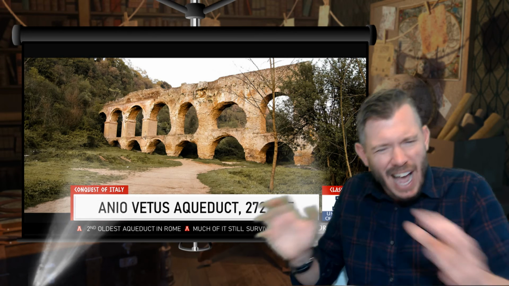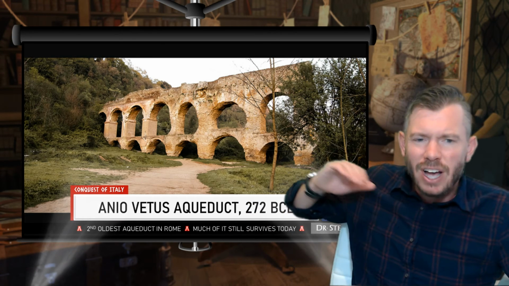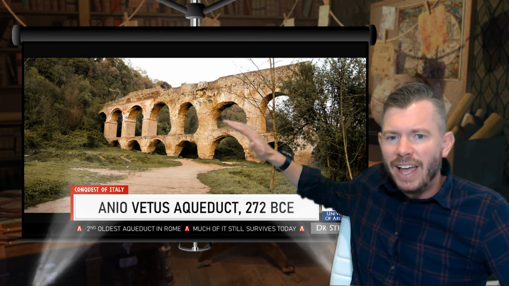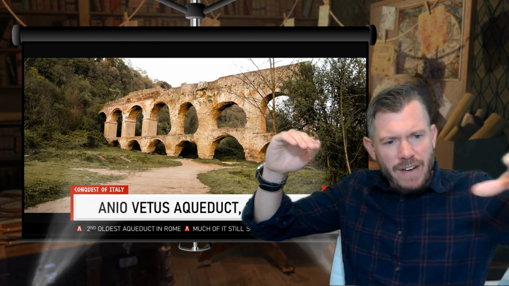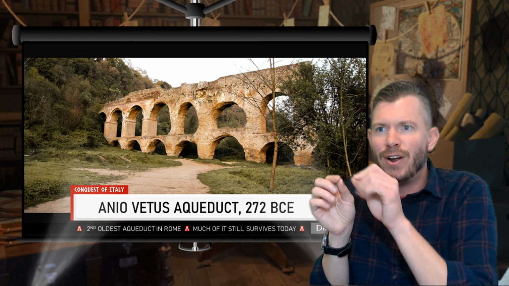And it's kind of amazing that they're able to do this, right? It's over the course of dozens of miles, coming from pretty far away. And what they're able to do is grade that thing very, very finely across the entire distance so that water does flow.